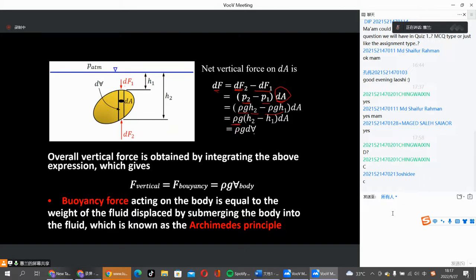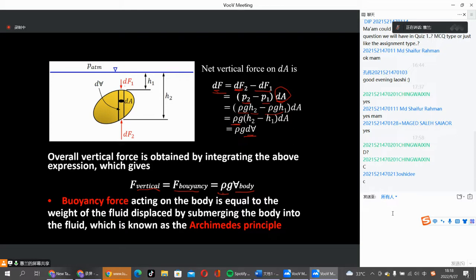rho g d volume, the elemental volume, okay? And then obviously we can do the integration. Integrating the differential element, we found that the vertical force, or what we call the buoyancy force, is equal to rho g times V body. Rho is the density of the fluid, and V body is the volume of the body. So the buoyancy force acting on the body is equal to the weight of the fluid displaced by submerging the body into the fluid. It's known as Archimedes' principle.